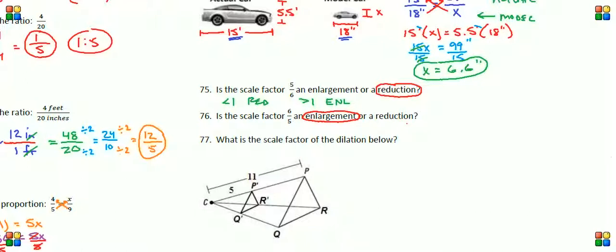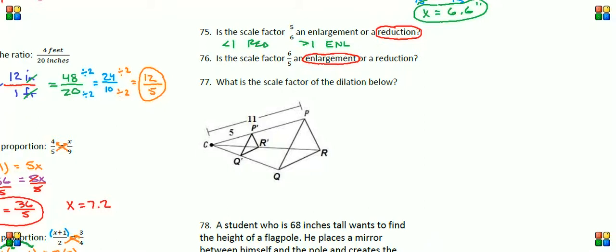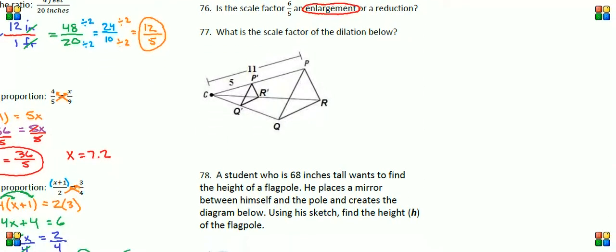Question number 77. What is the scale factor of the dilation below? Your strategy here is you've got to figure out which of these shapes is the pre-image and which is the image. Once you know that, then you can figure out your scale factor.